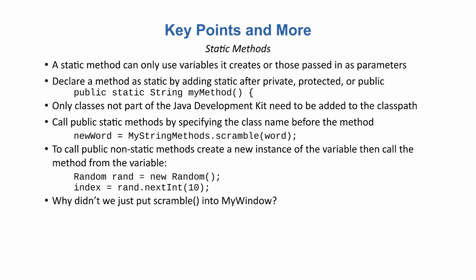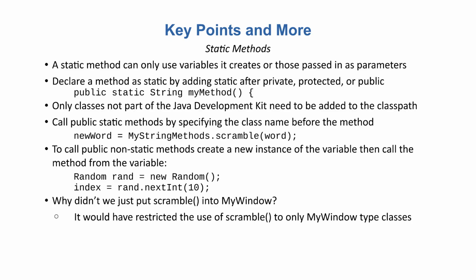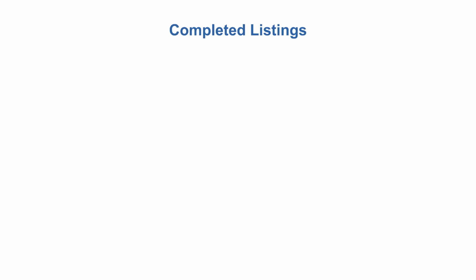Why did we put scramble into a new class rather than in MyWindow like we did with promptForInt? Doing so would have made scramble even easier to call. We could have simply called scramble as though it was still in the Word Scramble class. But by putting scramble in MyWindow, you would have restricted its use to only classes that use MyWindow as a superclass. By putting scramble into its own class, completely self-contained as a static method, and no dependencies on anything else, scramble could be used by any class that needs to scramble a string. So this is better organized code, more usable for future programs. Here are the completed listings for all the exercises in this video.